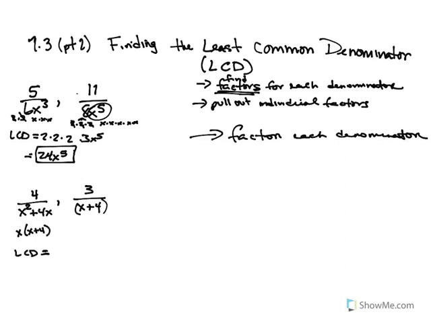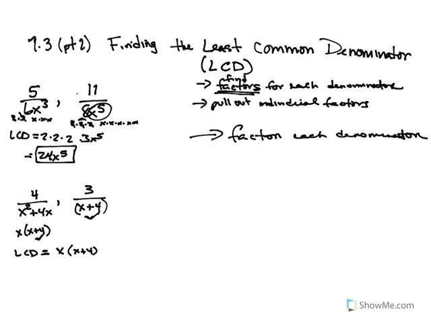So when we look to identify our factors, what are we going to use? I'm going to use an x, and then I'm going to use an x plus 4, and that accounts for both. So I'm done. So the LCD here would be x times x plus 4. Okay?